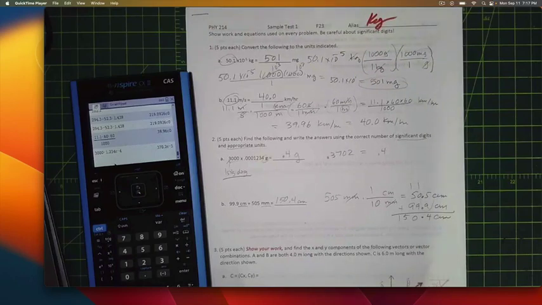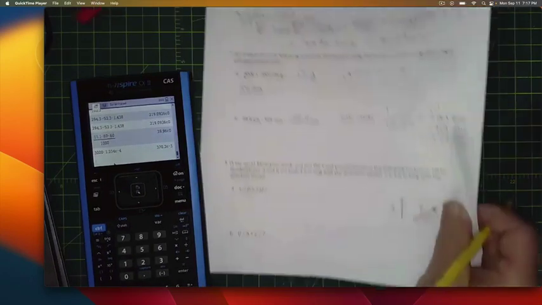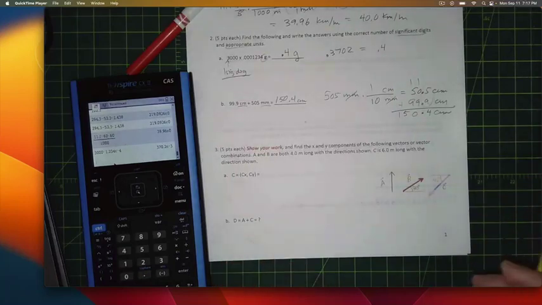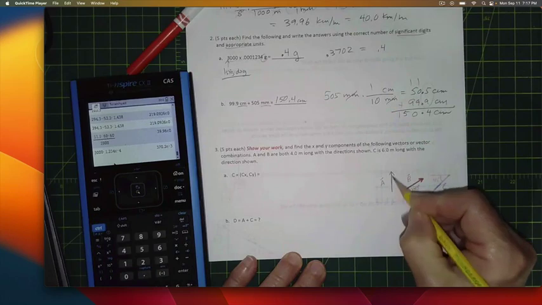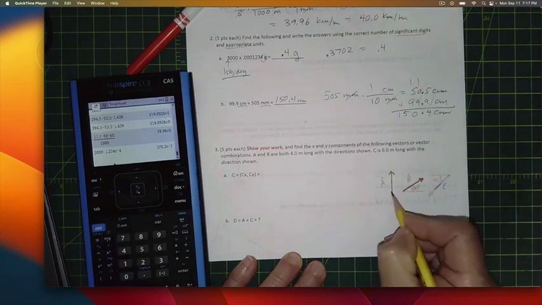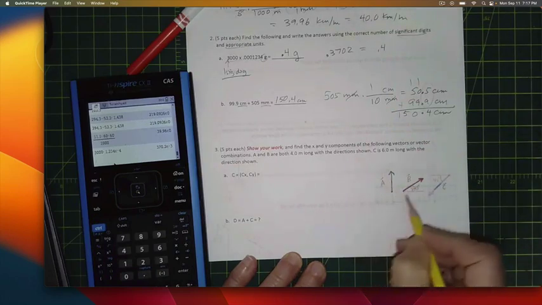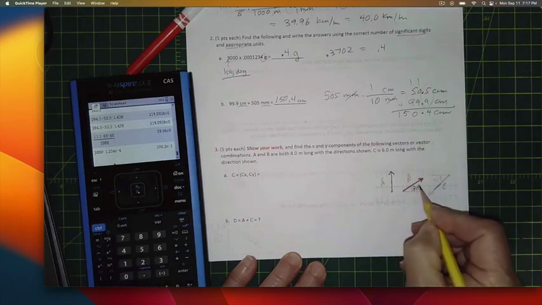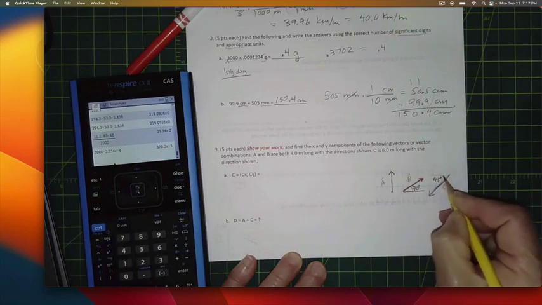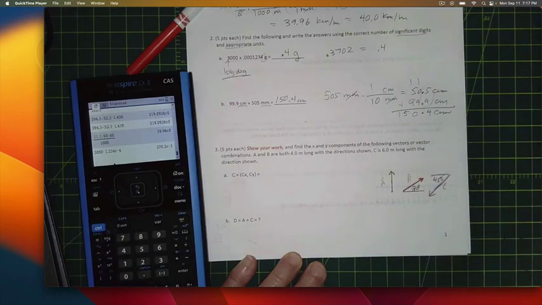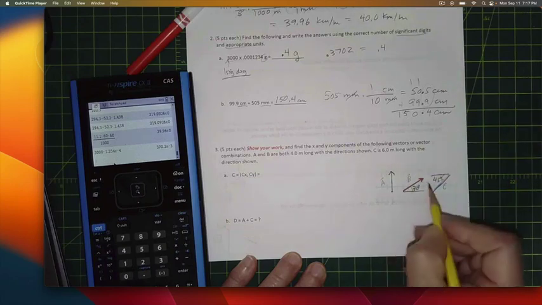Okay, looking at number 3, we have vectors here. My printer didn't work real well, but we've got A going straight up and down, only in the y direction. We've got B that's at an angle of 30 degrees. And we've got C that's coming down at an angle of 45 degrees from the horizontal. All right. It says A and B are 4 meters long, and C is 6 meters long. And we want to know what is C sub x and C sub y.